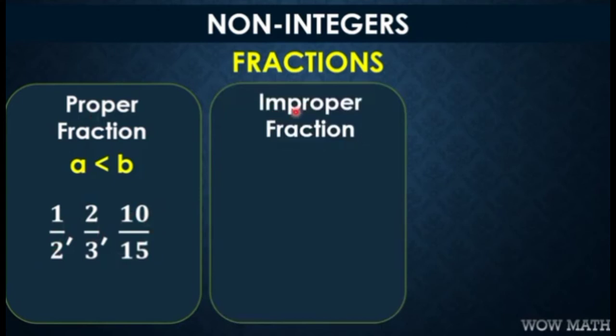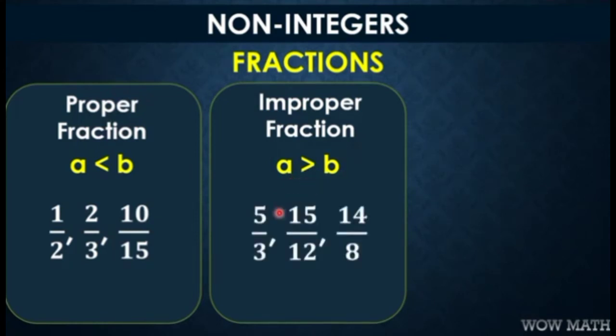Another example under fraction is the improper fraction. An improper fraction is also an example of rational numbers because even if A is greater than B, kahit na ang A natin ay mag-greater than B, ibig sabihin yung numerator natin ay mas malaki sa B, like 5 over 3, 15 over 12, 14 over 8, still, we have A over B. We can still express this as A over B. Therefore, improper fractions are also rational numbers.